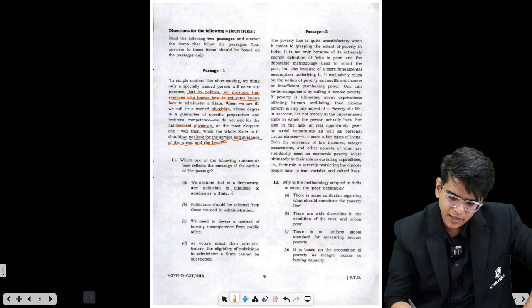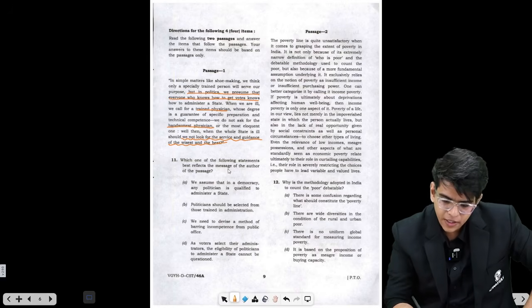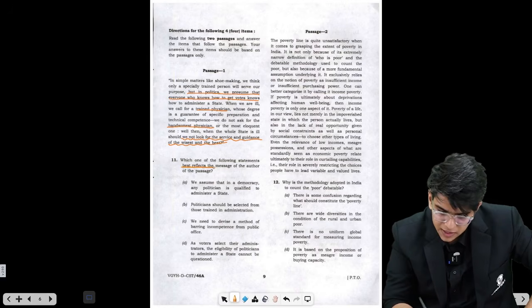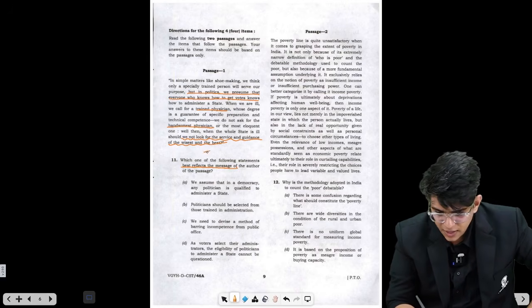We assume that in a democracy, any politician is qualified to administer a state. Vague. We need to find what best reflects the message. What can be the title of the passage?